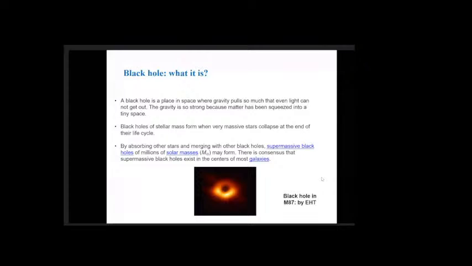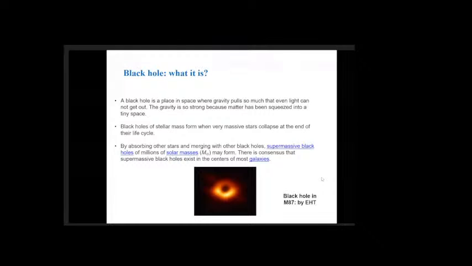2GM by r. Now G is constant. M, if you increase the M and reduce the r, escape velocity will be more than c squared at some point. So if you increase the mass and make it compact, that means r is small, it will become a black hole. Black hole means the escape velocity will be more than c.